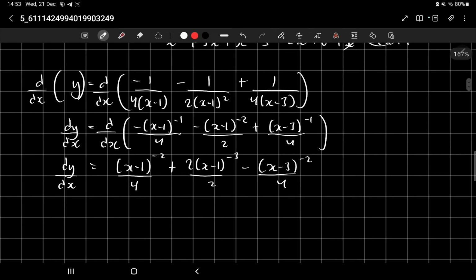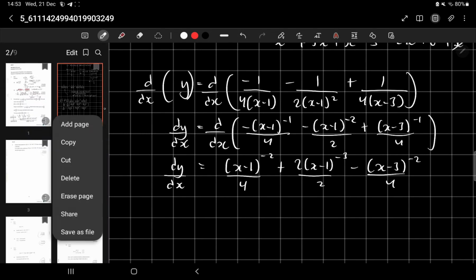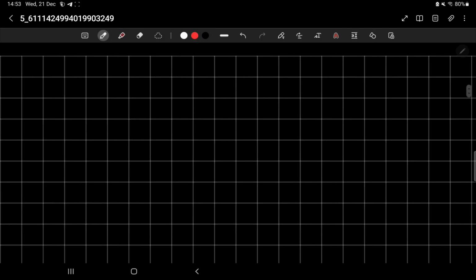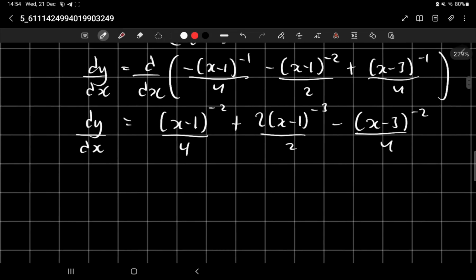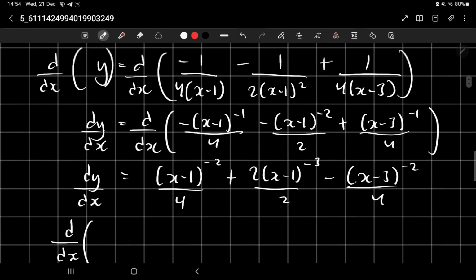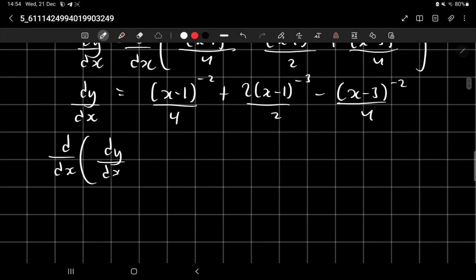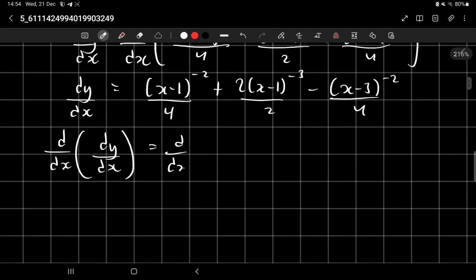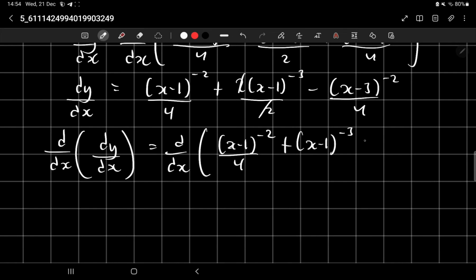From here, I might not use the matriculation syllabus if you want to find the d2y, but essentially it means that we are going to differentiate this again. That's what we are going to do. So d/dx of dy/dx is equivalent to d/dx of (x minus 1) to the power of negative 2 over 4 plus, if we simplify, 2 divided by 2 should be 1, (x minus 1) to the power of negative 3 minus (x minus 3) to the power of negative 2 over 4. And that should be it.